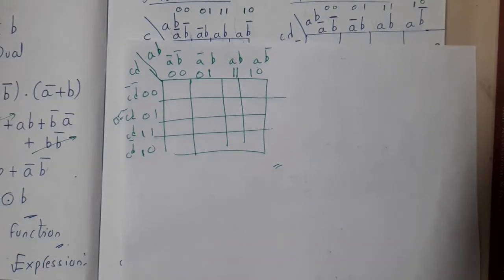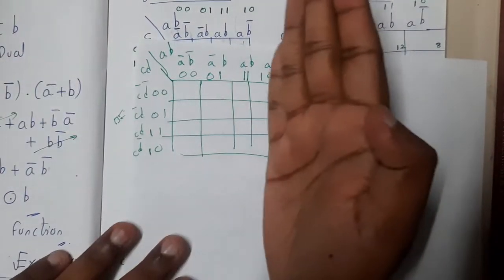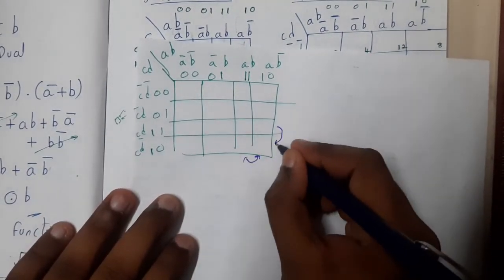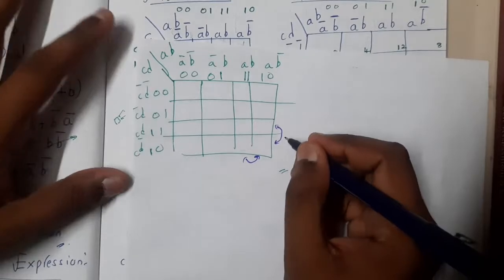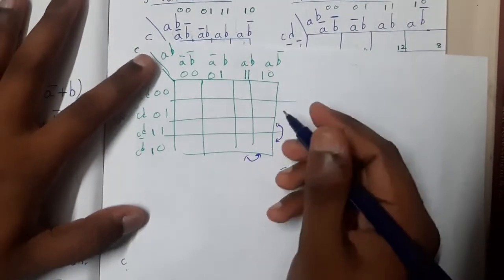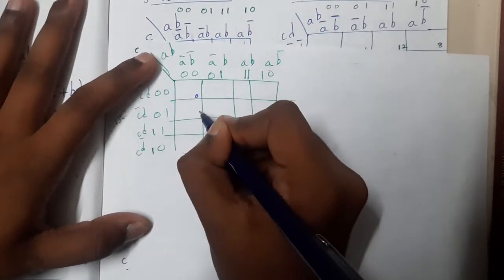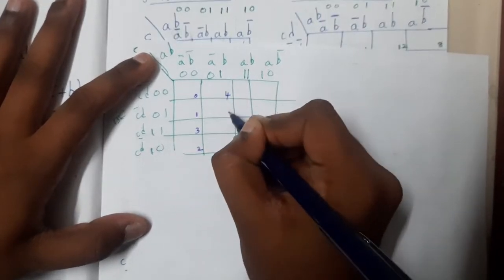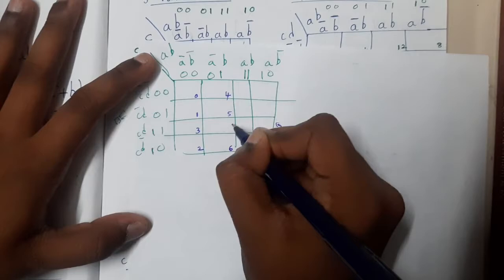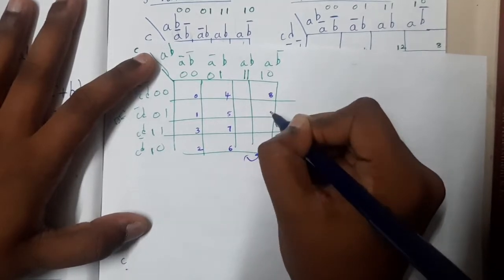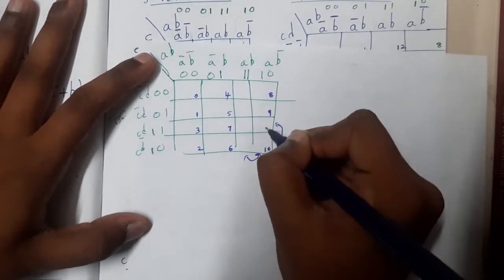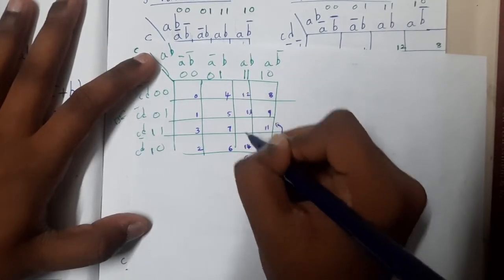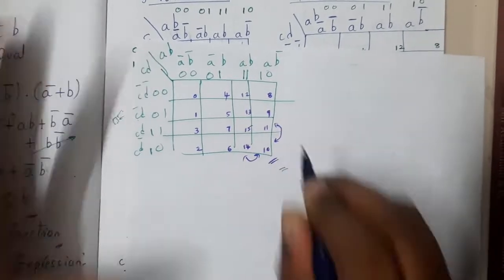So here, what are the things which have happened, guys? These 2 rows have been swapped. Similarly, these 2 rows have also been swapped. So now the numbering will be a bit of a zigzag pattern. 0, 1, 2, 3, 4, 5, 6, 7, 8, 9, 10, 11, 12, 13, 14, 15. So this is the numbering, guys.